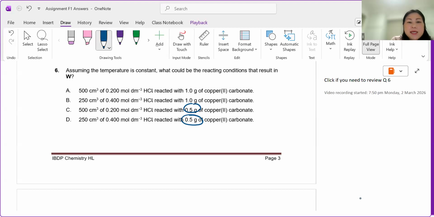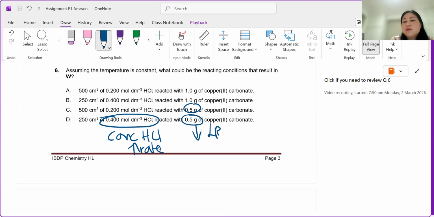We are having lesser carbonate, and yet we are having a greater rate. Most probably we are having a more concentrated HCl, which increases the rate, but the decrease in the limiting reagent decreases the yield. So the answer is D for question 6.